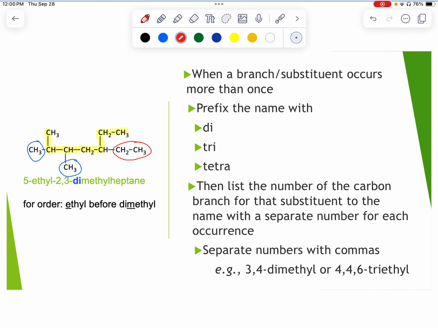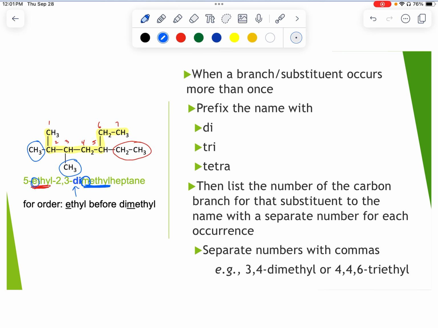Okay, so we have an ethyl group at number 1, 2, 3, 4, 5. Okay, so number 5 has an ethyl. And then at carbon number 2 and carbon number 3, we have a methyl group. And we call that a dimethyl because there are two of them. Now notice just because I added di, it doesn't change the alphabetical order. I'm still doing M versus E, okay? So ethyl comes before dimethyl.